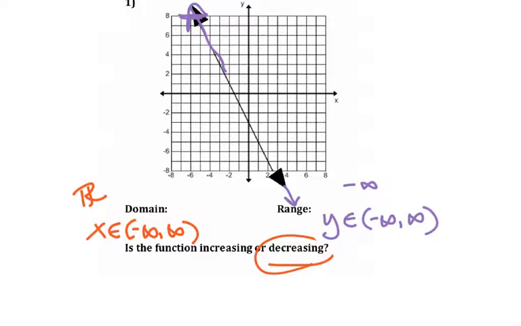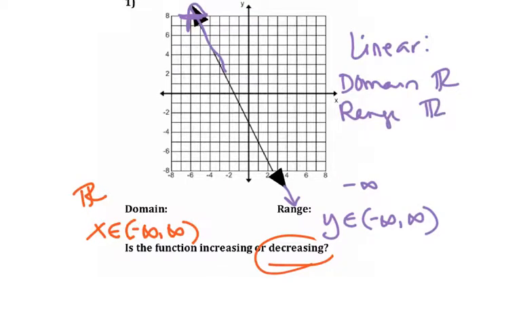Okay, now I will tell you that with lines, so with linear equations, as long as they're not horizontal or vertical, horizontal and vertical are going to be a little bit different, but anything non-horizontal and non-vertical will have a domain of all real numbers, that's always true, and a range of all real numbers. Now, if it's horizontal or vertical, one of those is not going to be true. Okay, let's go to the next one.